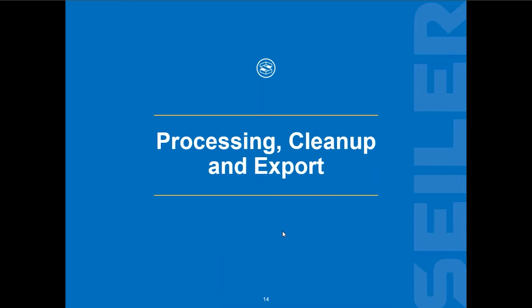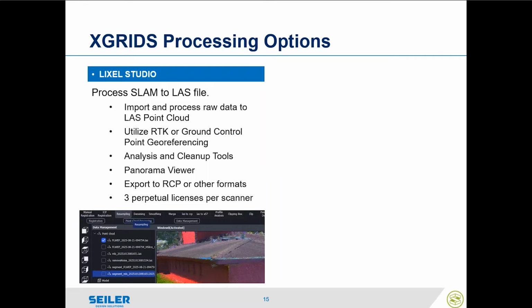So the processing is done in one of two products. The default program that comes with the scanner is called XGRIDS LixelStudio. It is a perpetual license with the hardware. There are 3 perpetual licenses that come with it, and they're good for the lifetime of the scanner. It is based upon CloudCompare. So we're processing SLAM to the last file. Import, process your raw data, utilize RTK or ground control or point georeferencing if you use control points. There are analysis and cleanup tools, the panoramic viewer, and then we can export directly to ReCap, E57, or LAS.